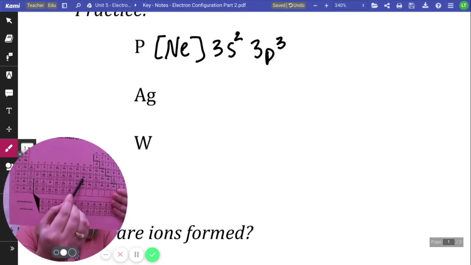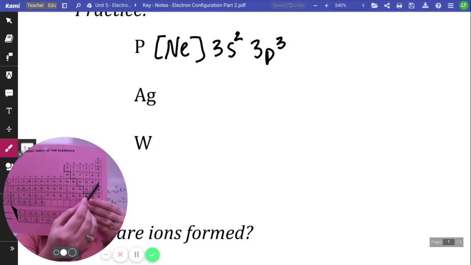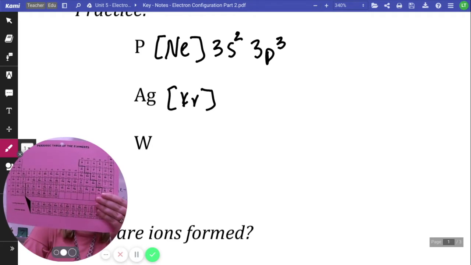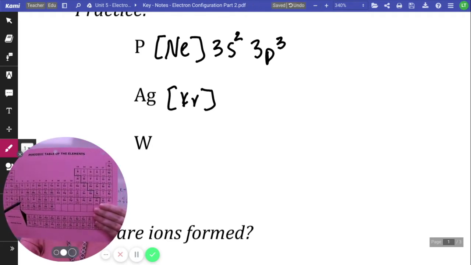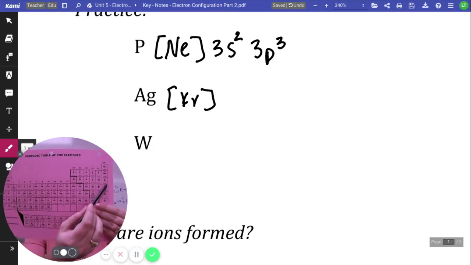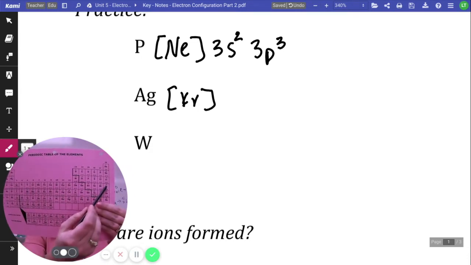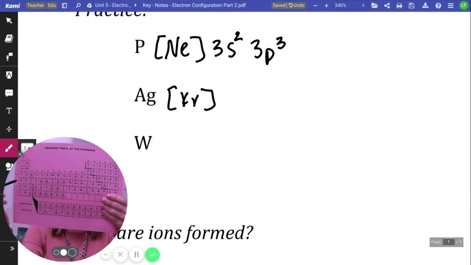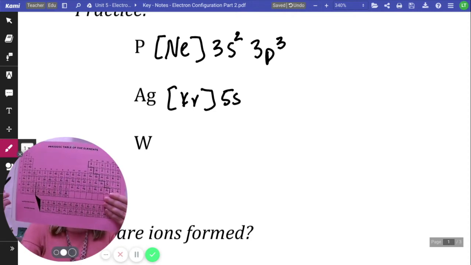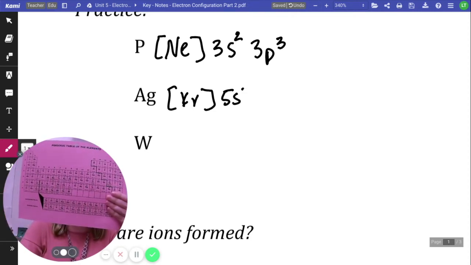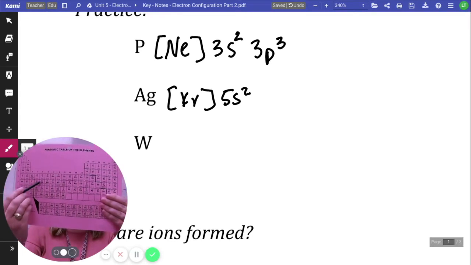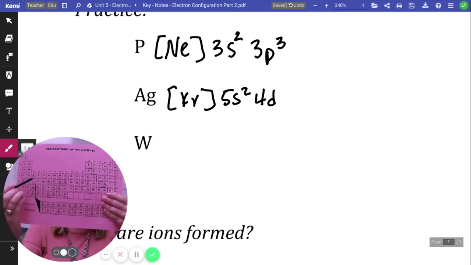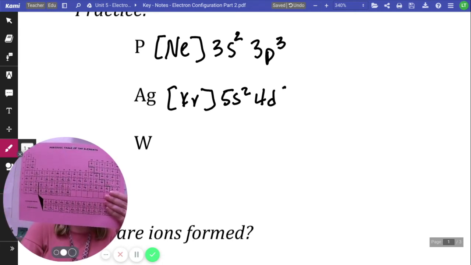All right, so again, go to the last passed gas. So for silver, that's over here, and it is krypton. So I'm going to put krypton in parentheses, and then instead of starting from the very beginning, I'm going to start from krypton. So after krypton, my next thing would be coming down here to the 5th energy level, s sublevel, 1, 2. And then we're in our d sublevel, and it is going to be 4d. And then we cross 9 boxes.